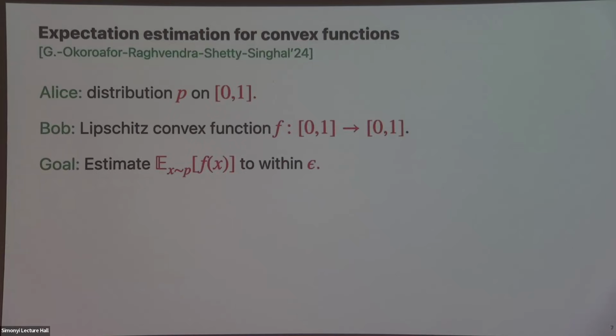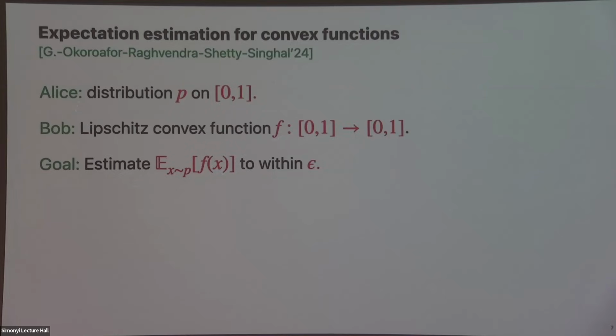So in order to do this, we needed to solve the following very concrete communication problem, which I'll call expectation estimation for convex functions. Alice has a distribution P on the interval [0, 1]. Bob holds a Lipschitz convex function, again on the interval [0, 1]. And the goal of the protocol is to estimate the expectation of f under Alice's distribution to within an additive epsilon. It's a very natural problem.